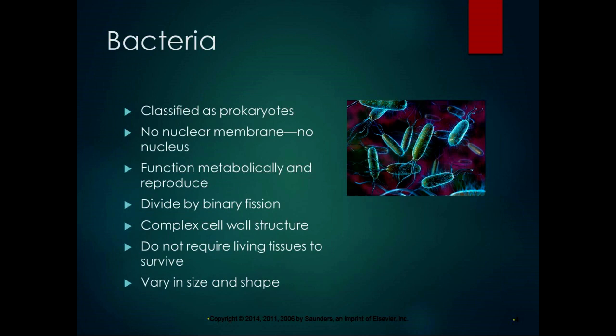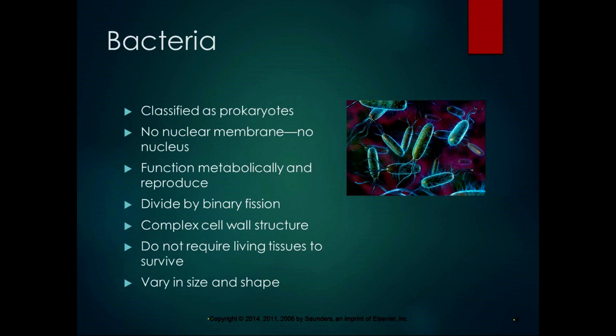Bacteria are single-celled organisms. They're classified as prokaryotes, meaning they don't have a nucleus. They have no nuclear membrane separating their DNA from the rest of the cell. As human beings, we're eukaryotes. We have a nuclear membrane that separates our DNA from the rest of the cell.